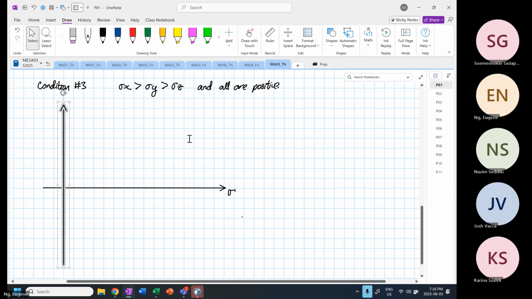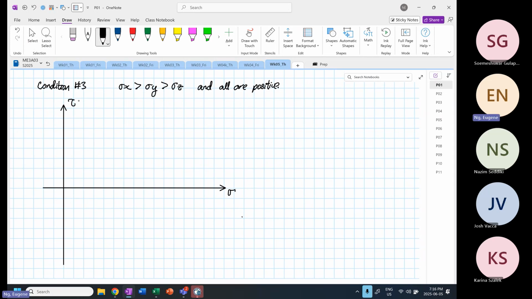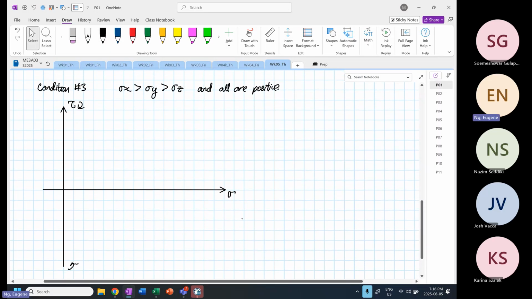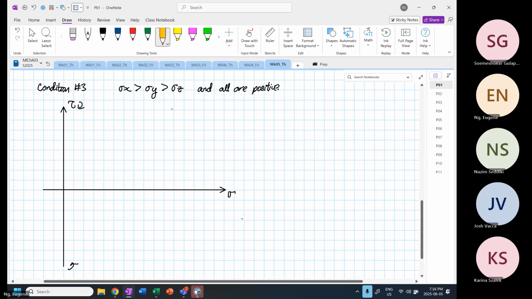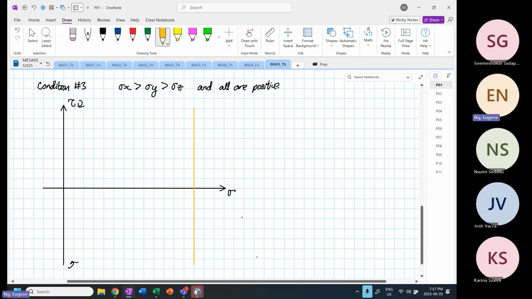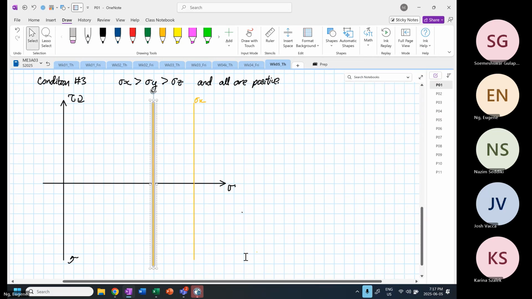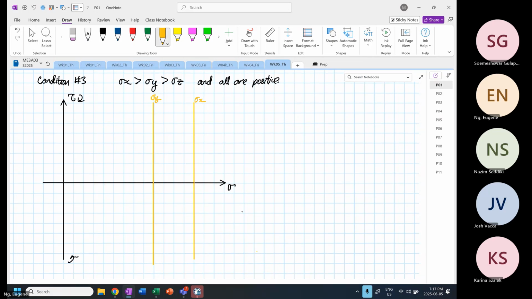Shearing stress, element rotate clockwise, element rotate anti-clockwise. And then we're going to have our stress X line. Okay, so this is our stress X. And then we're going to have our stress Y.